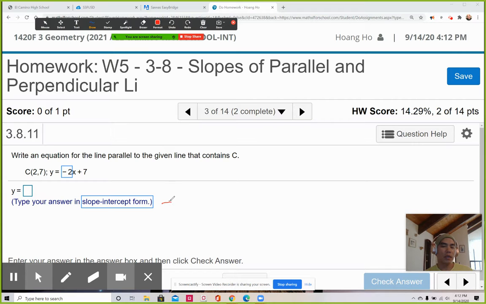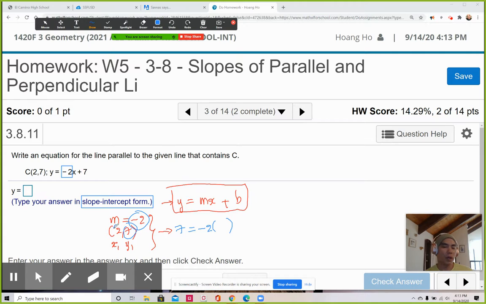So slope-intercept form is y equals mx plus b. So you got the slope equal exactly -2. And the new line goes through the point (2, 7). So this is x1, this is y1. So I will substitute all these values into the slope-intercept form. First of all, y is 7, so I put down 7. M, which is slope, -2, I put -2. X happened to be 2 right here. And then b, I don't know the b yet.